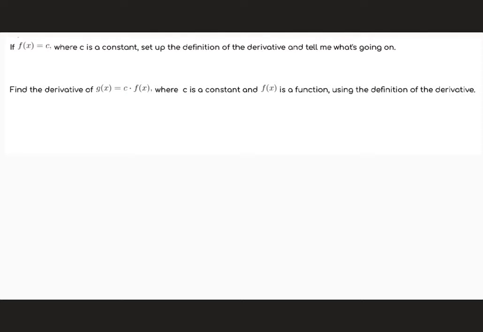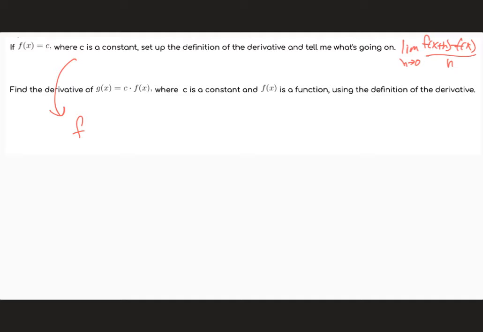All right, for the first function we're going to look at, it's going to be a constant. So f of x equals some c. I'm just going to write the definition of derivative at the top of this page. That's the limit as h approaches 0, f of x plus h minus f of x over h.